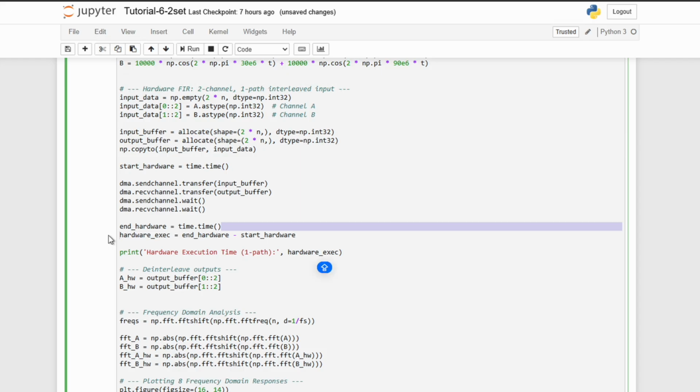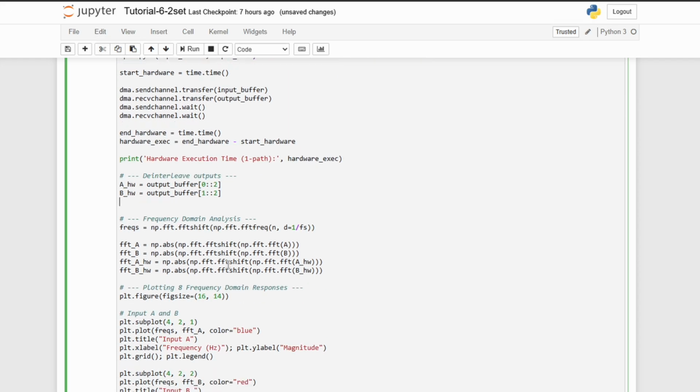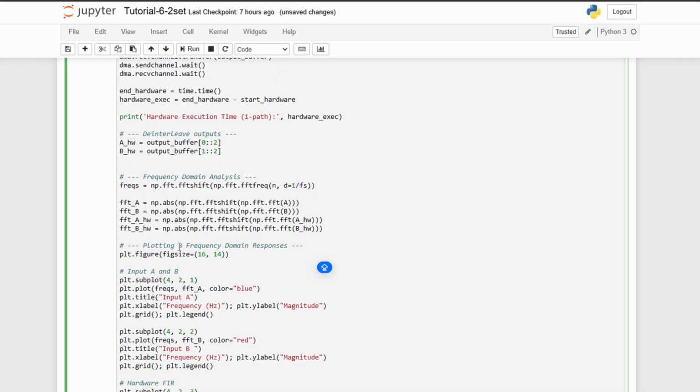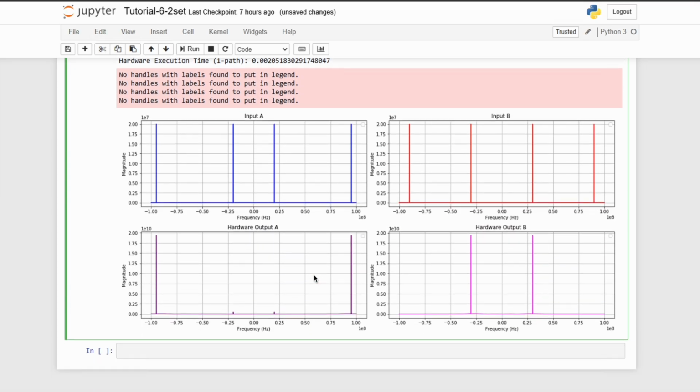After the calculation of the timing, I have de-interleaved my outputs and FFT'd them, or fast Fourier transformed all of my inputs and hardware outputs, and plotted all the 4 frequency domain responses. And these are as follows. As you can see, my input A over here was a combination of 20 and 95 megahertz, while B was a combination of 30 and 90 megahertz.